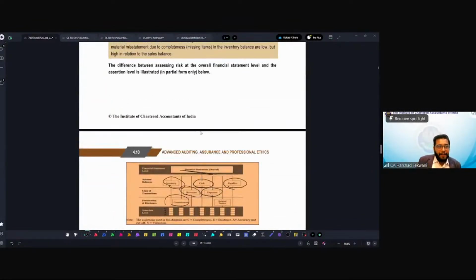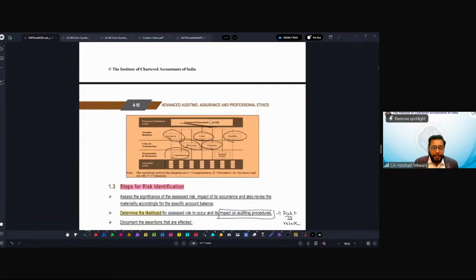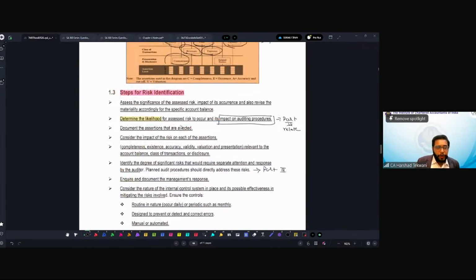Then we have understanding of now assessing the risk at the financial statement level and the assertion level. This we have already seen through RCM. Remember that in the previous session we saw an Excel file, RCM based. This is something similar. Steps for risk identification, how to identify the risk, assertion level, identifying the degree, that is already being done. We have discussed this when we discussed the detailed example of the risk assessment, risk control matrix file.